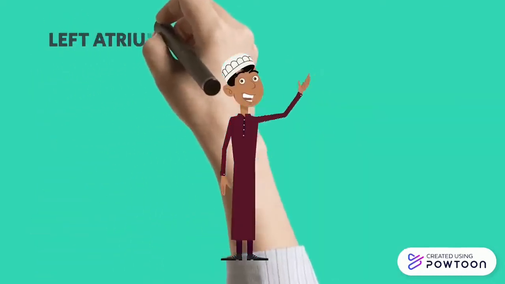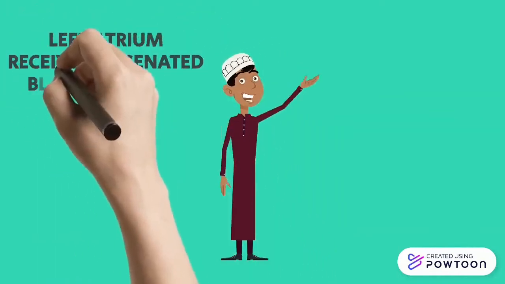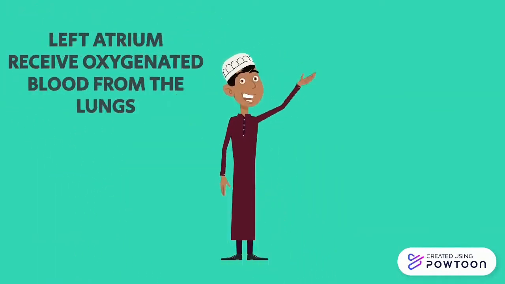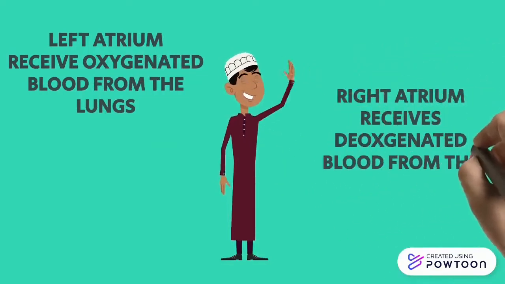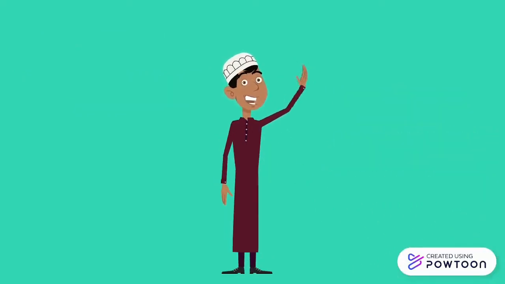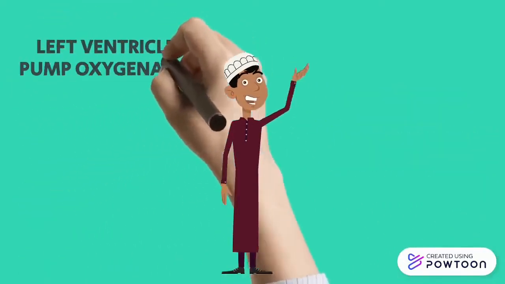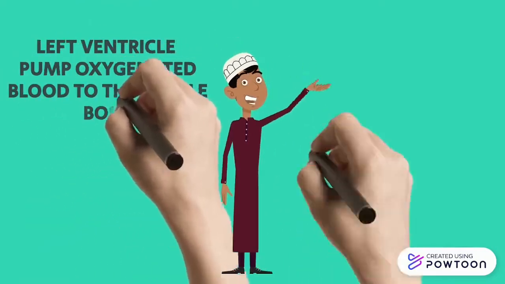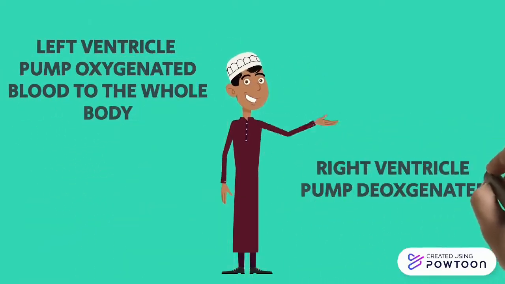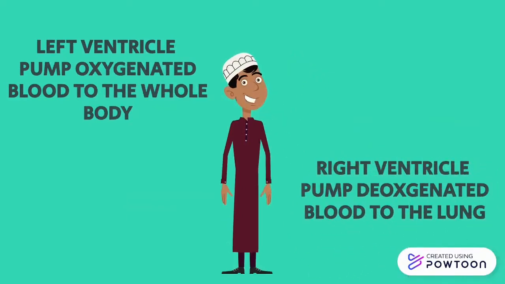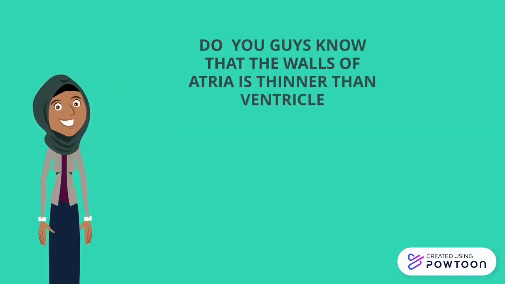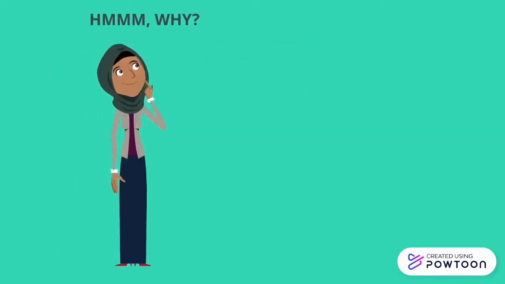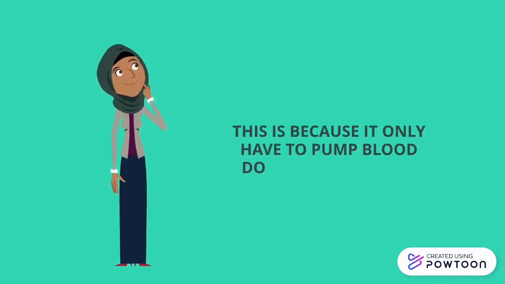Do you guys know that the left atrium receives oxygenated blood from the lung, while the right atrium receives deoxygenated blood from the body? Next, the left ventricle pumps oxygenated blood to the body, while the right ventricle pumps deoxygenated blood to the lung. Do you guys know that the wall of the atria is thinner than the ventricle? Why? This is because both atria only have to pump blood down to the ventricle in a short distance.